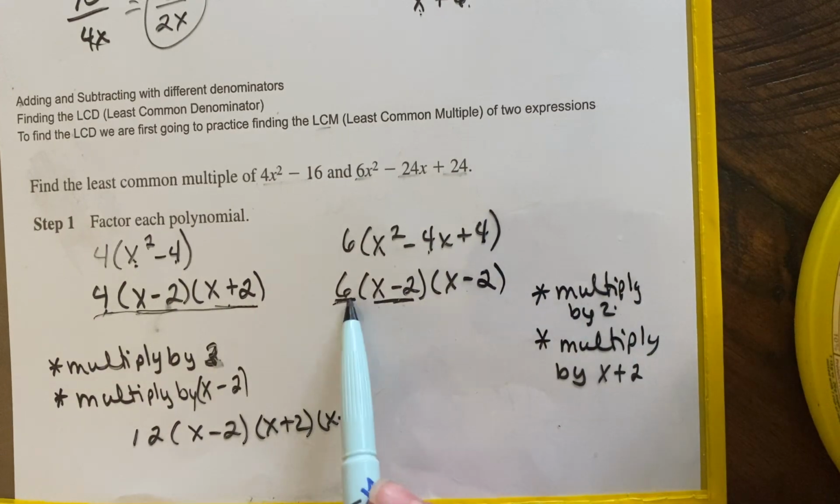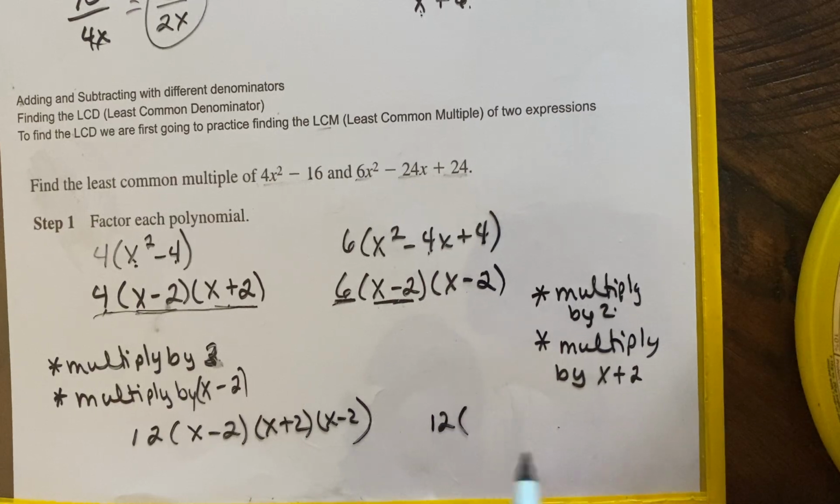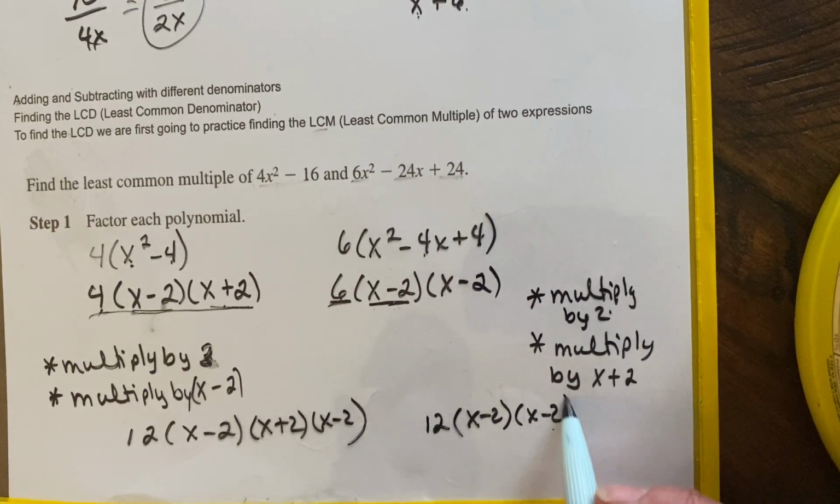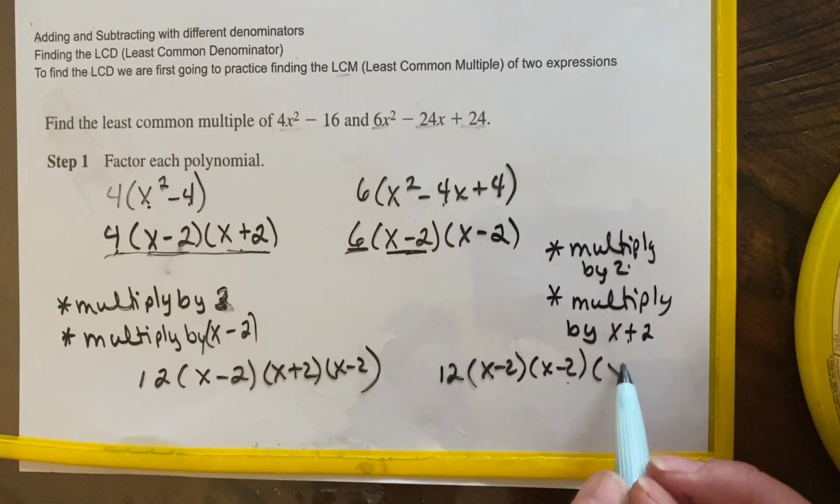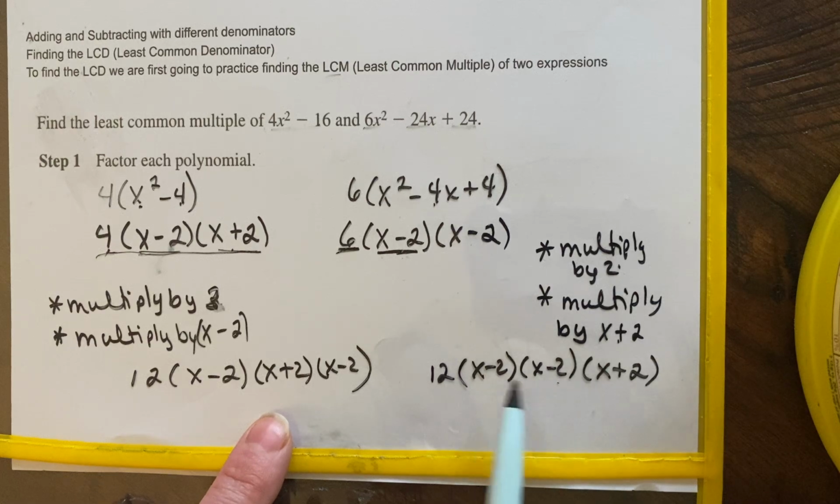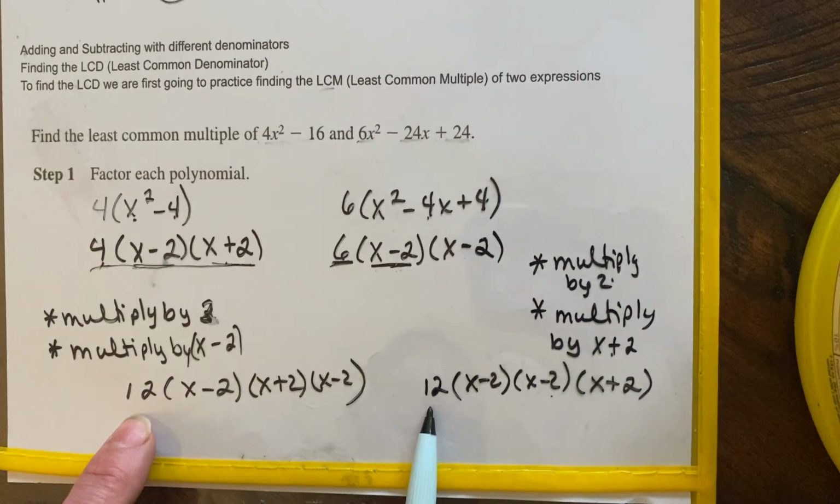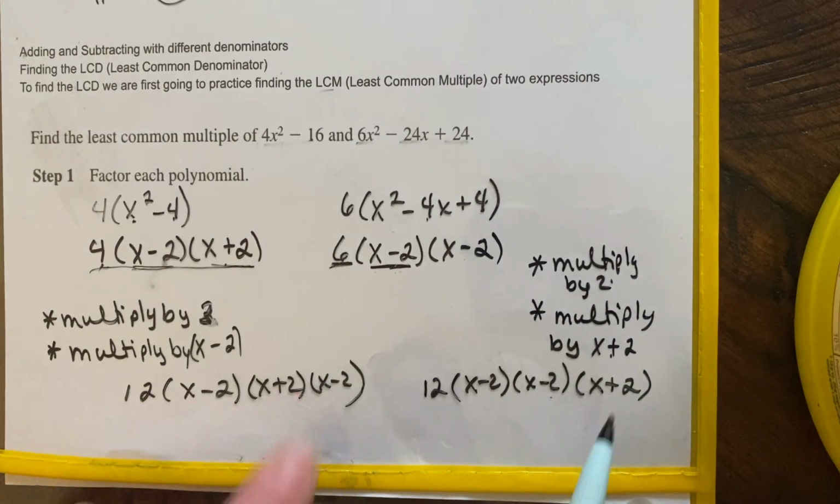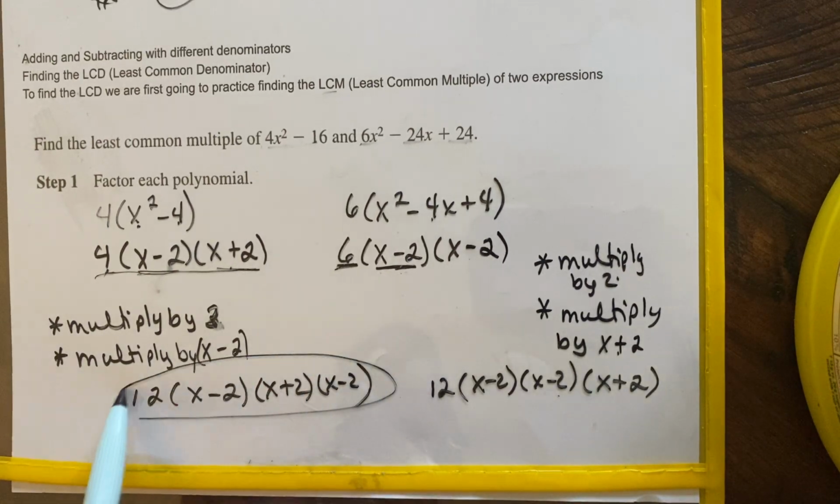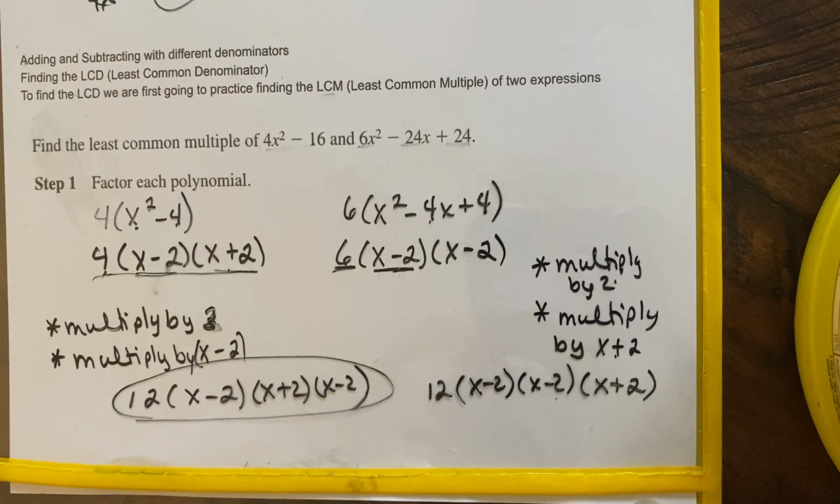Okay. Here, if I multiply by 2, we get a 12. Again, x minus 2, x minus 2, and then the x plus 2 from this one. And now you can see they match. The order doesn't matter because it's multiplication. What matters is that the numbers match here and any of the factors match. Okay? And so the least, you only need one of them. I was just showing you how to find it because when we do the denominators next, we will have two sets that match. Okay?